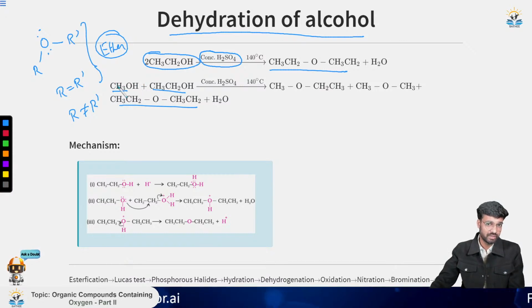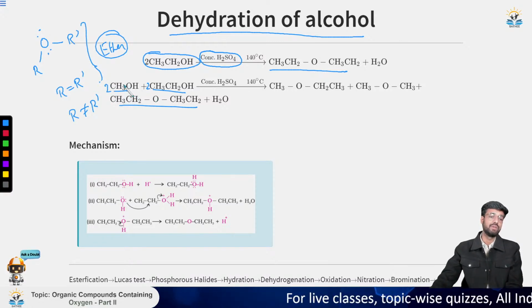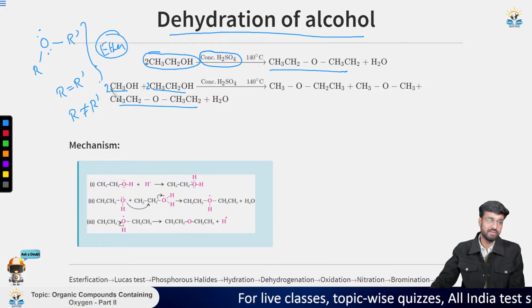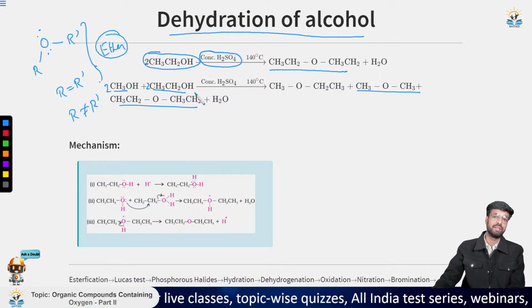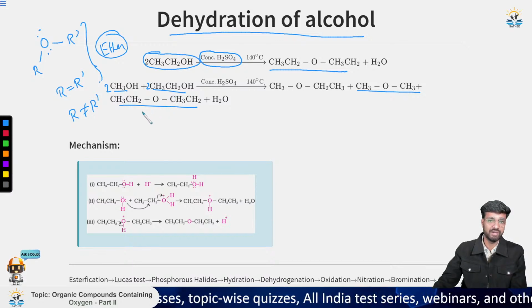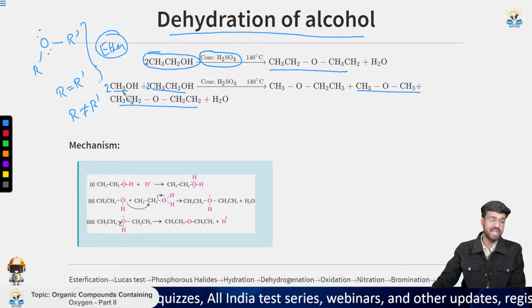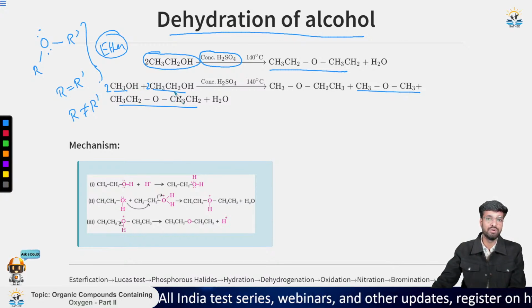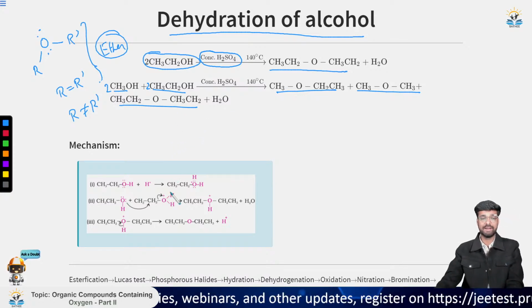So it will be 3 here, 3 of this and 3 of this. One alcohol, CH3OH, can form one symmetrical ether, that is CH3OCH3, that is here. Then CH3CH2OH can form another symmetrical ether, that is CH3CH2OCH2CH3. And the third one is the hybrid of both of these, that is CH3OCH2CH3, that is this one. So this is the dehydration of alcohol.